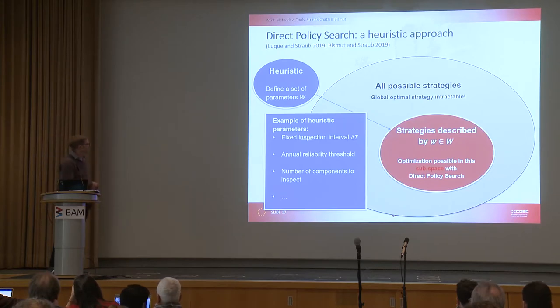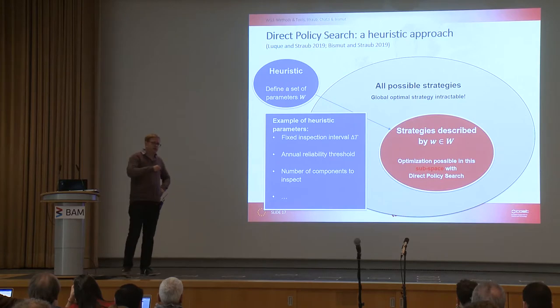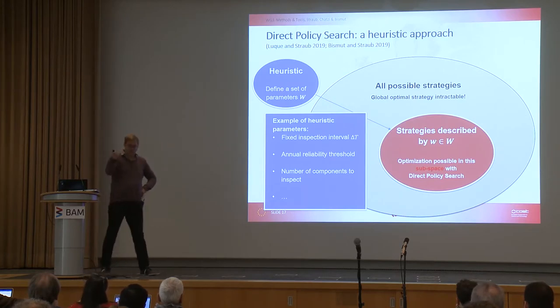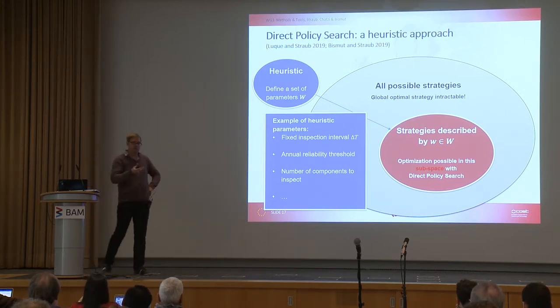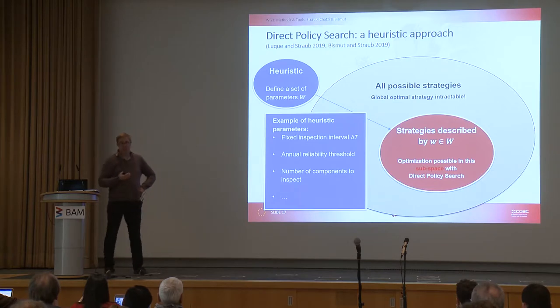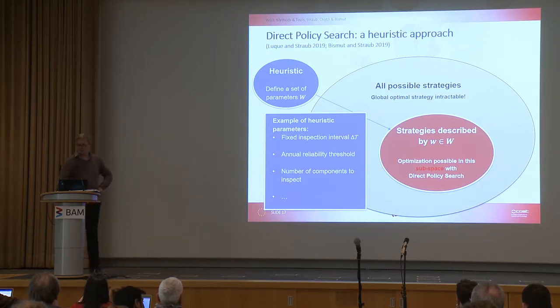So we don't only have a fixed inspection interval or a threshold, but we also have the number of components to inspect. We have to have a heuristic for which components to inspect. We have to have a heuristic for how we do repair. When do we inspect based on monitoring results? So we can add that.